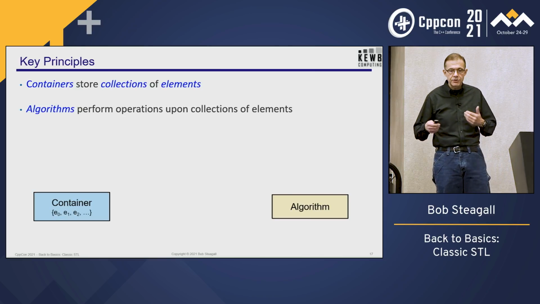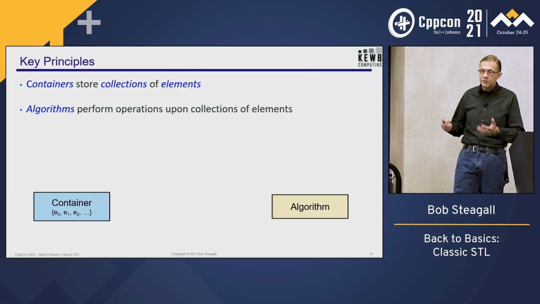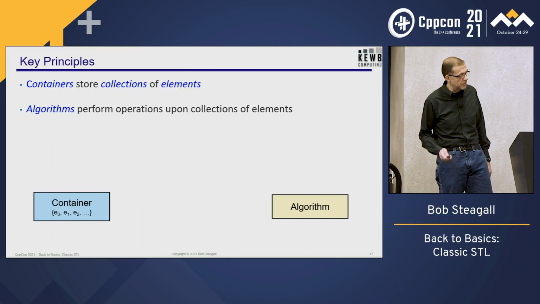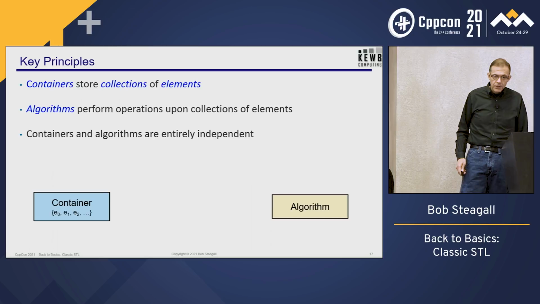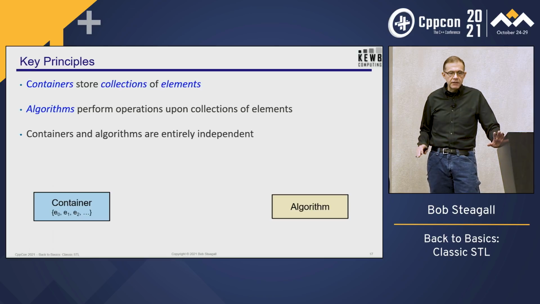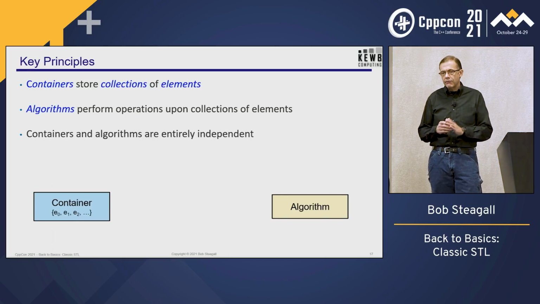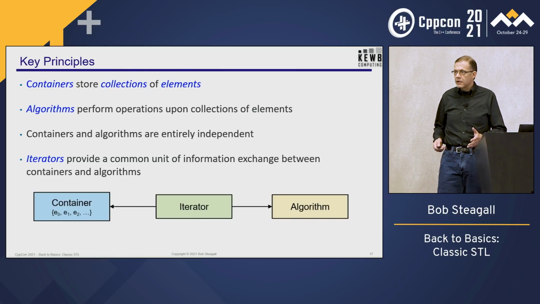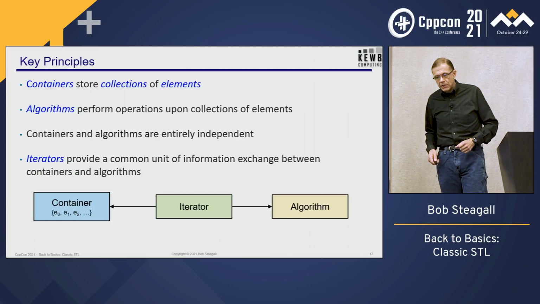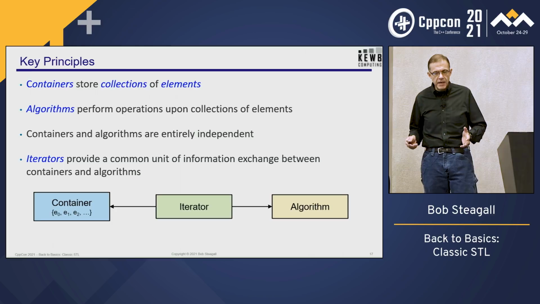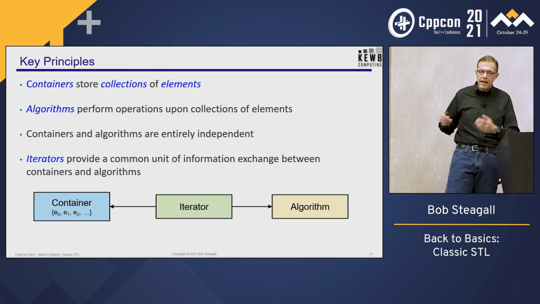You can abstract a stream or a socket or a file as being a collection, but not necessarily being a container. So containers and algorithms in STL are entirely independent. The algorithms have no knowledge of the containers, and the containers have no knowledge of the algorithms. And then we have iterators, which I think are the key insight of the STL, because these are abstractions that provide a common unit of information interchange between the containers and algorithms.